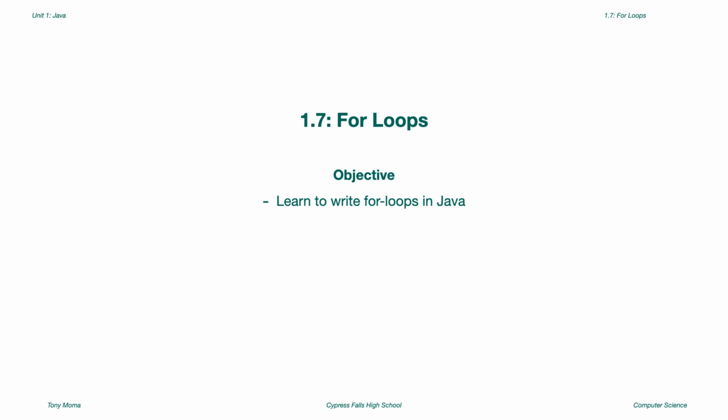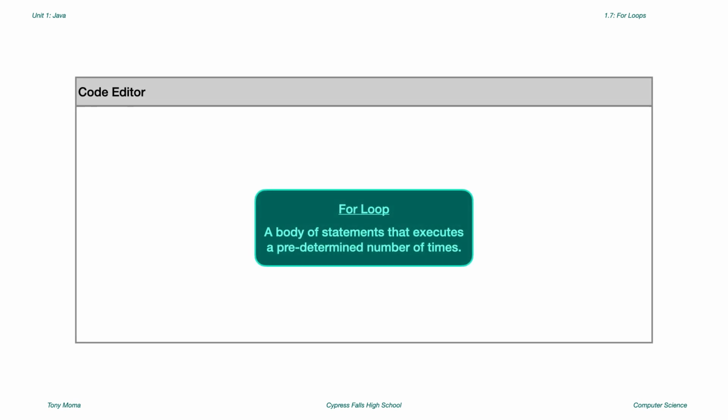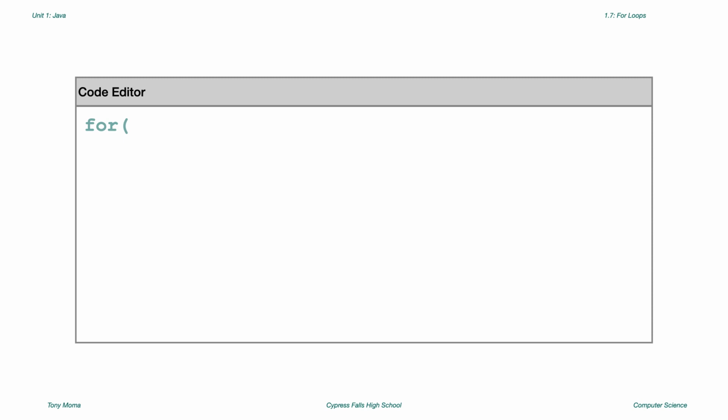For loops. In this video, we will learn to write for loops in Java. As was learned during the Python unit, a for loop is a body of statements that executes a predetermined number of times. In Java, to write a for loop, we start by writing the keyword for, then open parentheses.